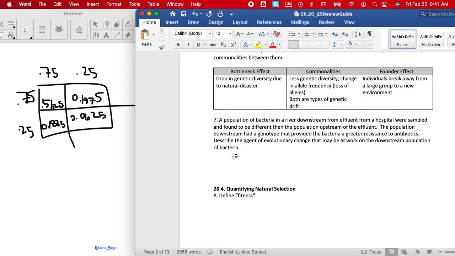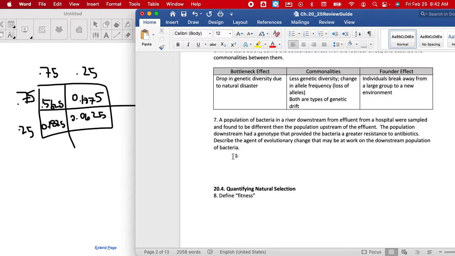Okay, a population of bacteria in a river downstream from effluent, which is like sewage, from a hospital were sampled and found to be different than the population upstream of the effluent. The population downstream had a genotype that provided the bacteria a greater resistance to antibiotics. Describe the agent of evolutionary change that may be at work on the downstream population of bacteria. Would that be like mutation or something? Selection? Yes, mutation. Yep.